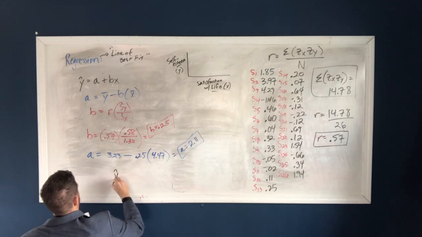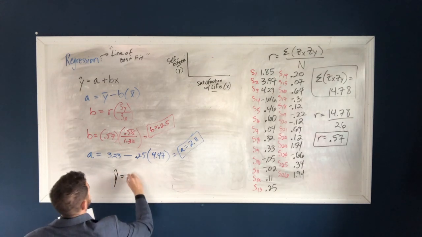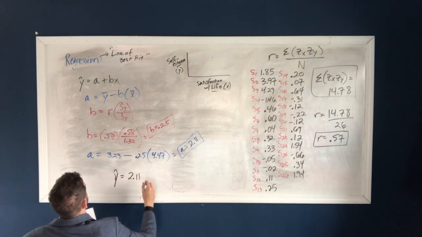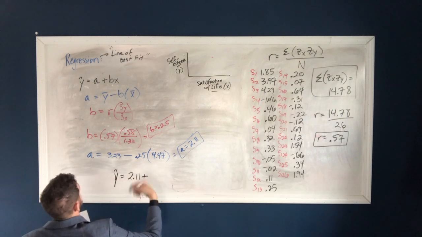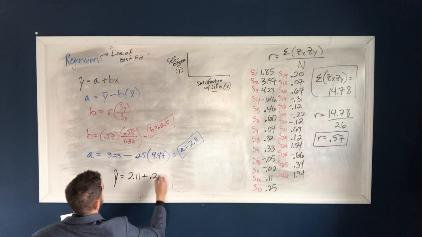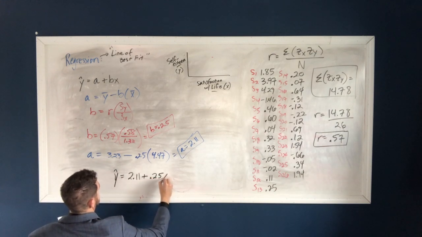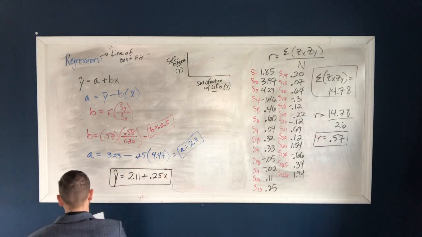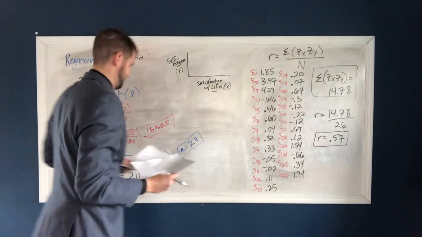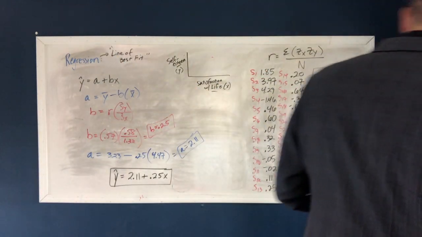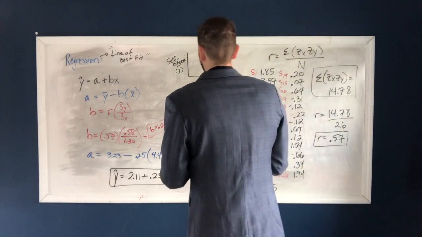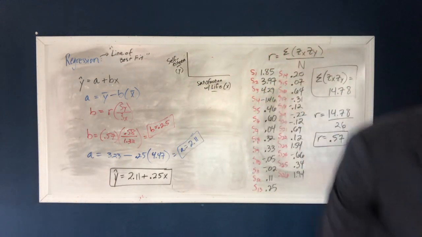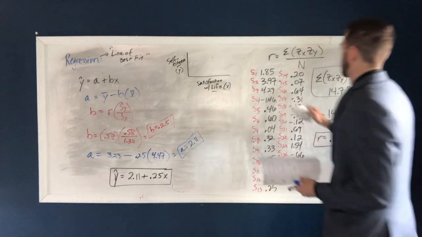So y hat equals 2.11 plus 0.25x. Okay, I'm going to free up some board space.